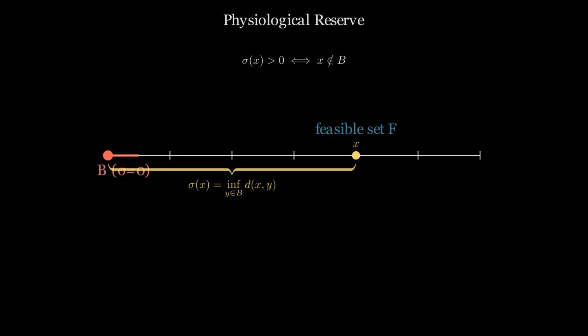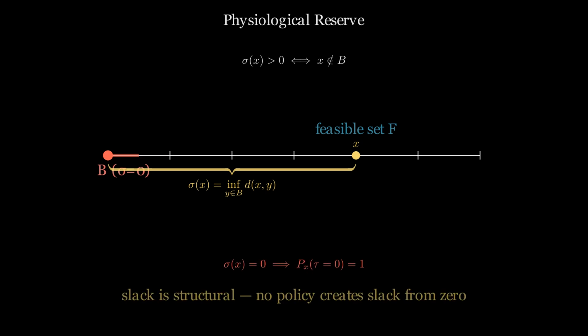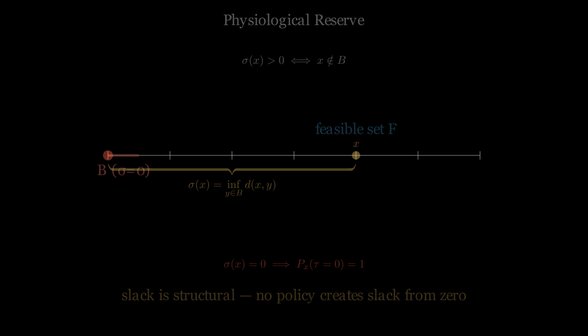Clinicians cannot create reserve through protocol alone. They can only consume it or preserve it. Reserve is consumed when physiology drifts toward the failure region. It is preserved when the patient is steered away from that boundary. The minimum viable reserve is determined by organ dynamics, not by the treatment team.